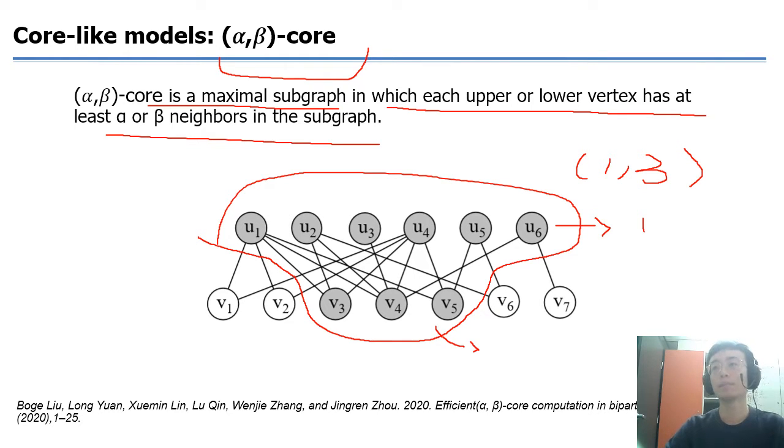The intuition behind the alpha-beta core model is that, compared with the traditional k-core model, the vertex degree on two different vertex layers can be much different. So we need to use different thresholds for different layers.